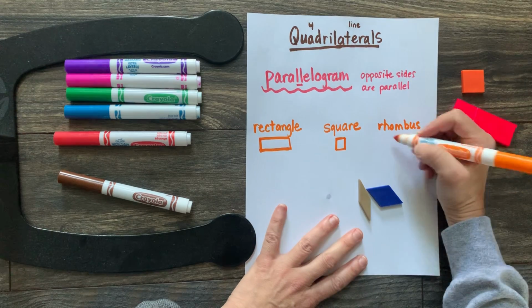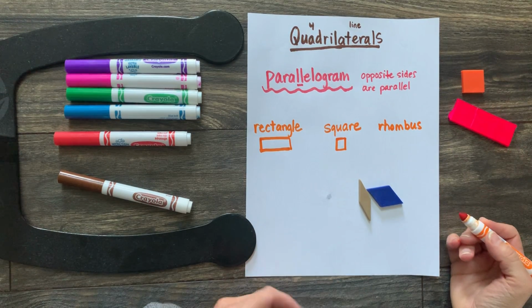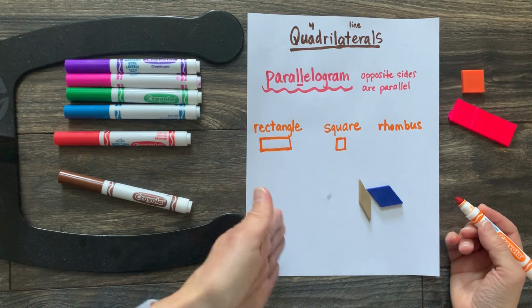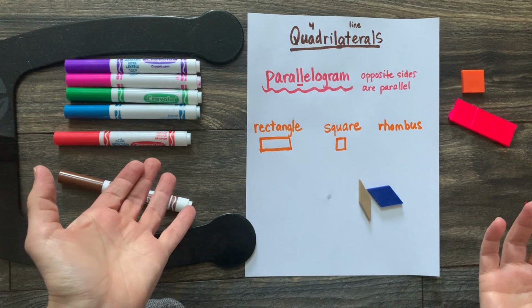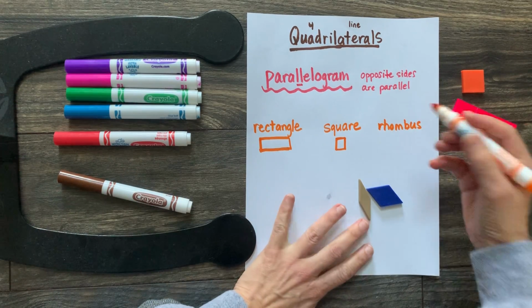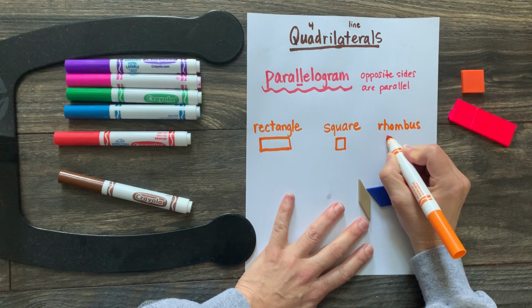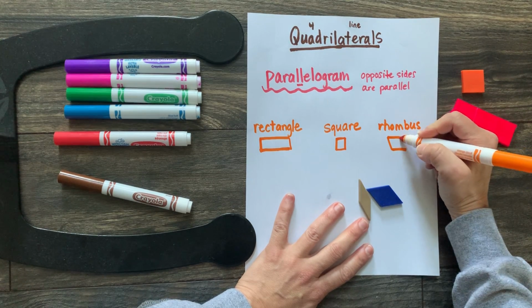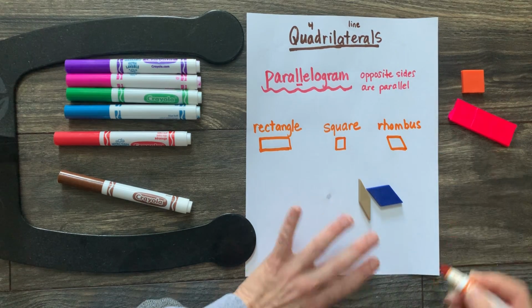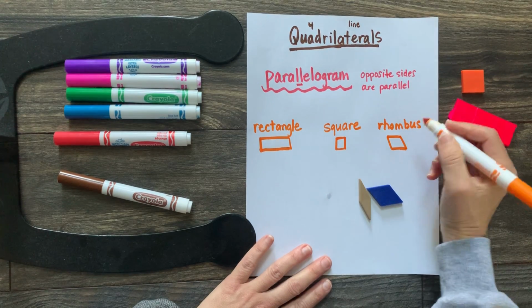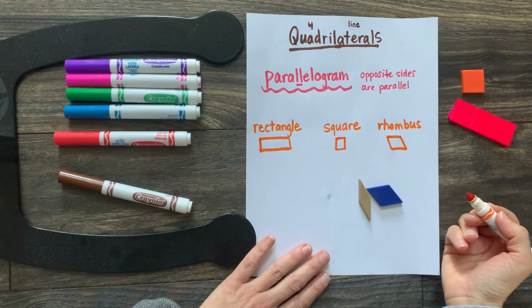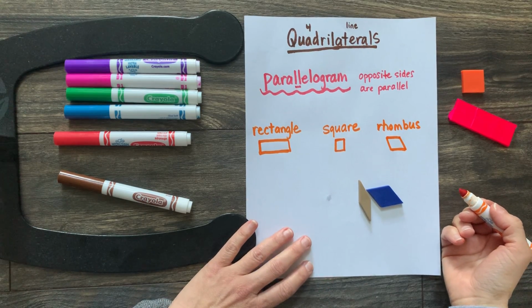Let me draw a rhombus here. When I think about a rhombus, I think about a tilted square. I mean, we never say tilted square, but that's what makes me remember what a rhombus is. So a rhombus has four sides the same length, and I'm not going to actually measure them out for you, but you get the idea that these four sides are the same length. We just don't have those special right angles.